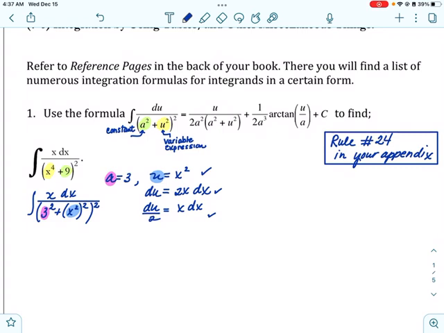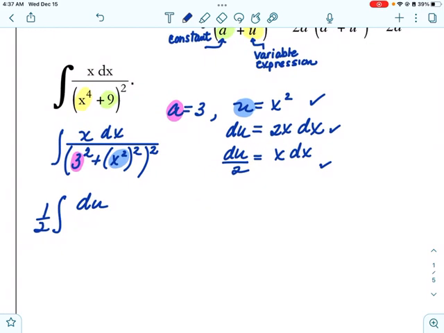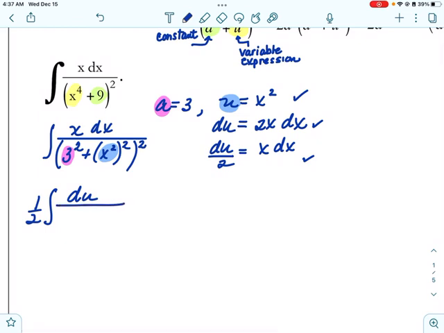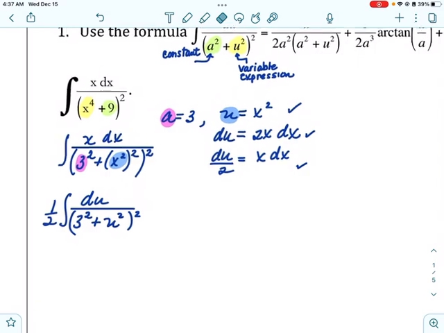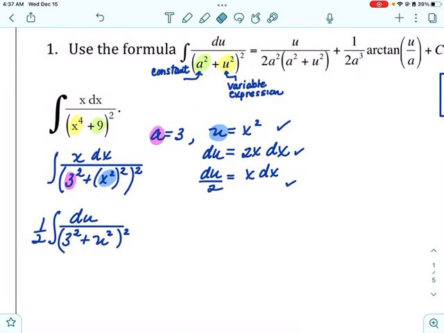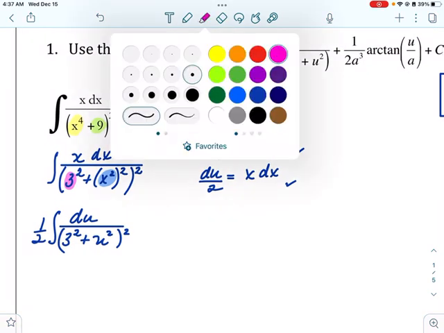And so I now have the integral of x dx is equal to 1/2. I'm going to pull the 1/2 out front. And then I have du over 3 squared plus u squared, and that's all going to be squared. Oh, I already have the du there. Okay, so that should be it. So now you can see all of the players that I have listed, where you have your a and then your u.